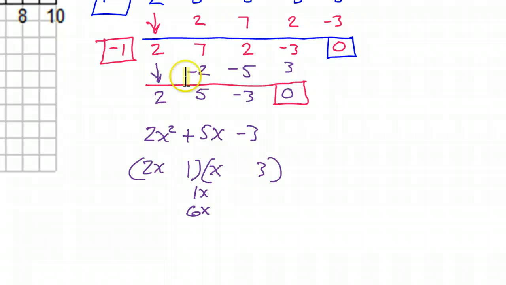I'm trying to make a positive 5x middle. I can get that if I have a negative 1 and a positive 6. So that would make this negative and this positive to make the 6. Will that make negative 3? Why, yes it will, because negative 1 times positive 3 is negative 3. So this is the correct factorization.